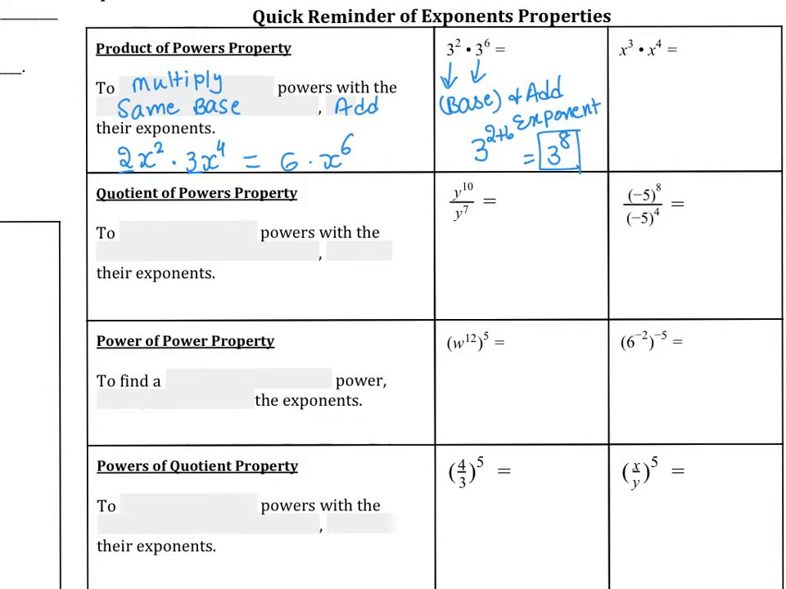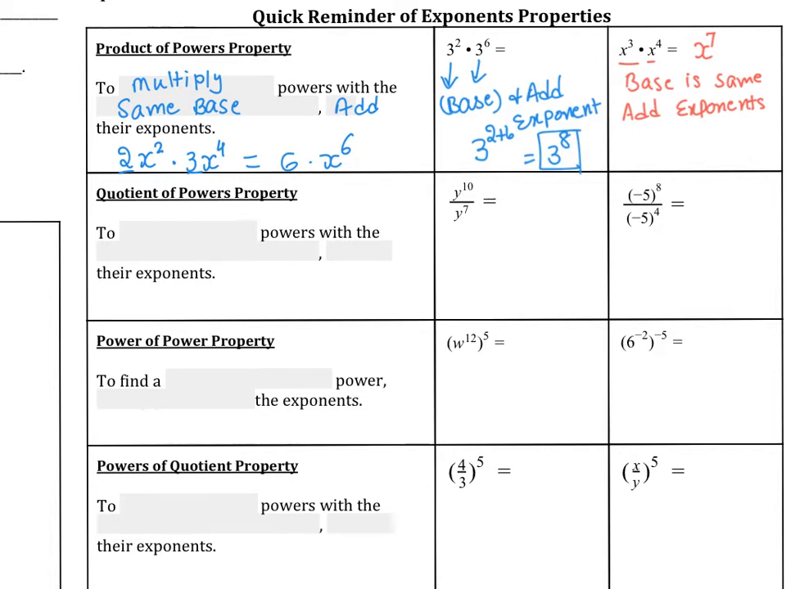The next one is the same, so the base is the same, and then you're going to add the exponents. So it's going to be x to the power 7 because 4 plus 3 is 7.